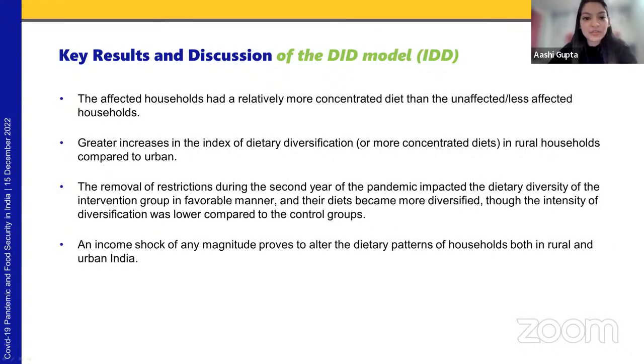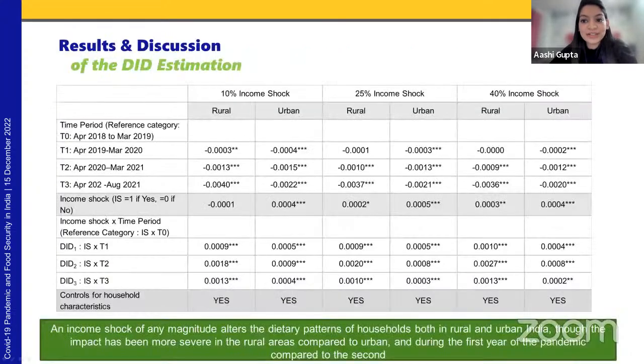So I was talking about the coefficient of T1, which is negative, and DID1 is positive. So IDD declines between 2018 and 2019 for the control group. But for the intervention group, the trend reverses with a small magnitude. Similarly, coefficient of T2 is negative and DID2 is positive. But the magnitude of coefficient is higher than the coefficient of DID2 in urban areas, whereas the coefficient of T2 is lower than that of DID2 in rural areas.